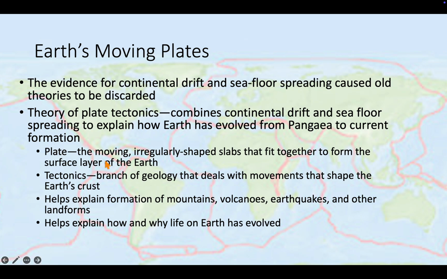Just to discuss, a plate is a moving, irregularly shaped slab that fits together to form the surface layer of the Earth. In the background of this slide, you can see the red lines represent our plate boundaries. Now, this doesn't have every single plate on this image, but most of the main plates are shown, and we'll get into that more.